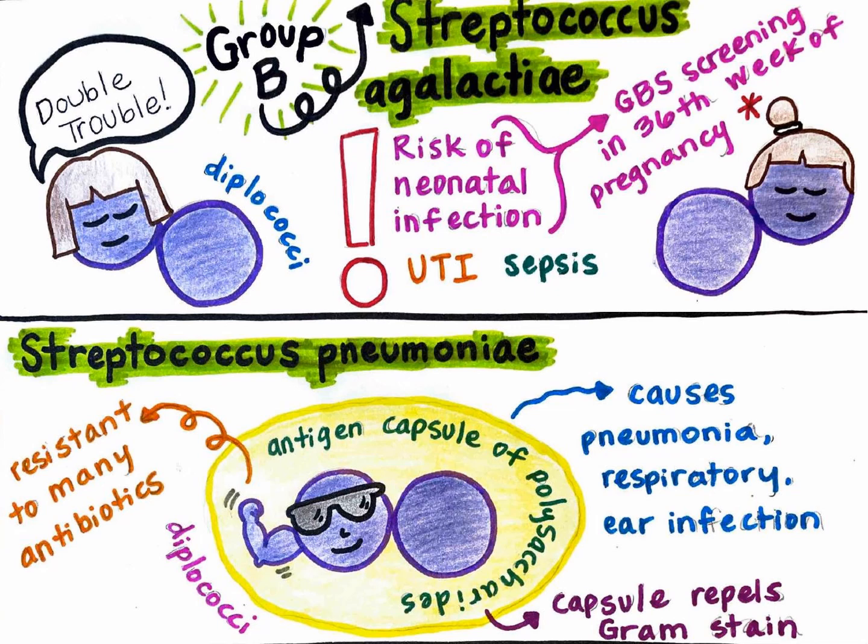Next is Streptococcus pneumoniae. This species is very resistant to many antibiotics. It's also diplococci. It has an antigen capsule of polysaccharides around it that typically repel a gram stain and is pretty noticeable when you are growing and culturing it. And this species causes pneumonia, respiratory, and ear infections.